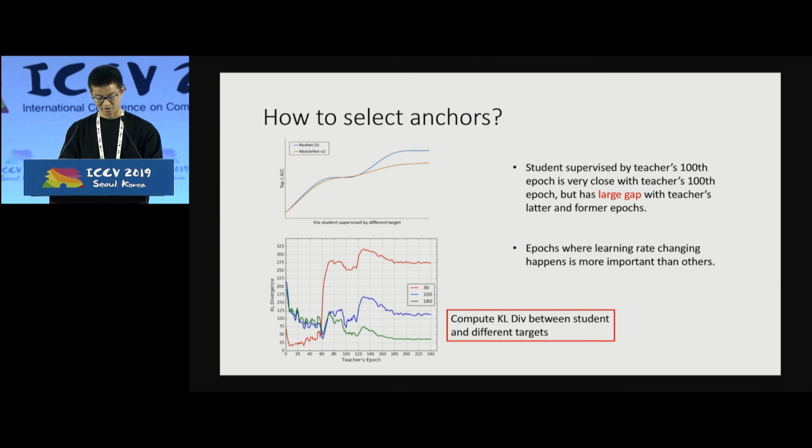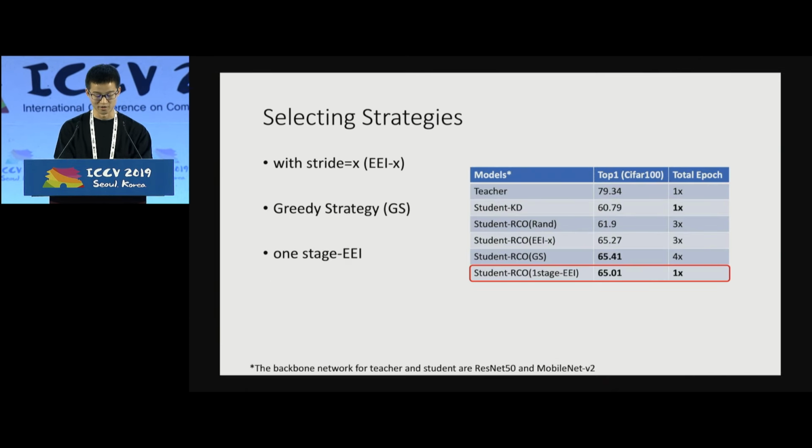So we analyze the relationship among the teacher's intermediate states. Specifically, we compute the KL divergence between students and different targets. Take the blue curve as an example. It is the student supervised by the teacher's 100th epoch. It's very close to the teacher's 100th epoch, but has a larger gap with the teacher's later or earlier epochs. According to this analysis, we propose 3 strategies for this problem.